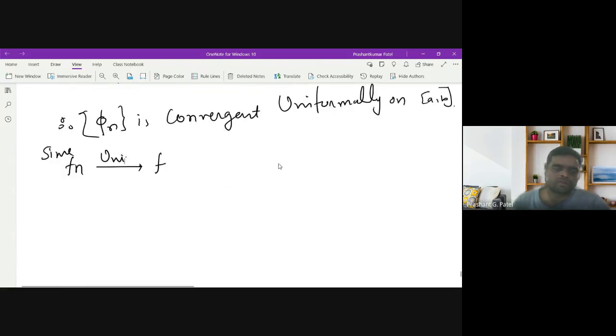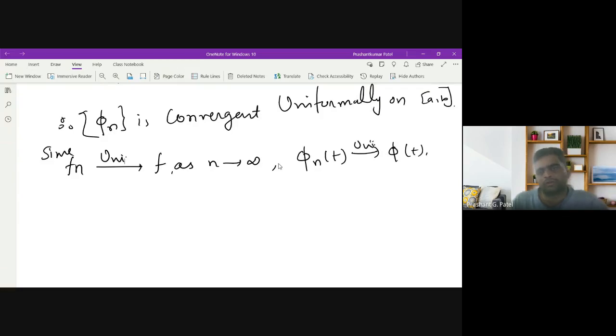So since fn converges to f as n tends to infinity, phi n of t converges to phi of t uniformly as n tends to infinity for all t belongs to [a, b], where t is not equal to x.